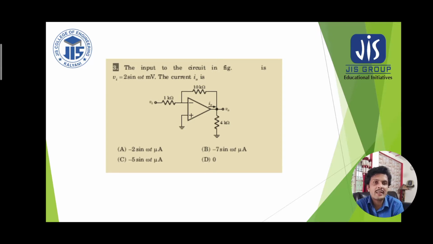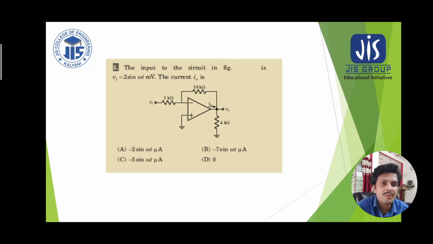So minus V0 by 10 is equal to Vi. So that gives V0 by Vi equal to minus 10, because minus V0 by 10 equals Vi. So V0 by Vi is nothing but minus 10. So that is the amount of voltage gain. But we are not interested to find out the voltage gain. We are interested to find out I0 only.